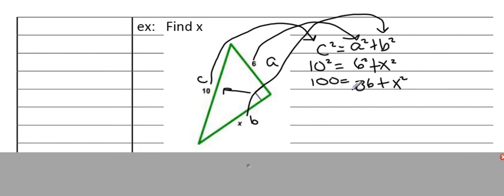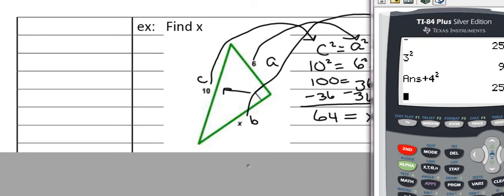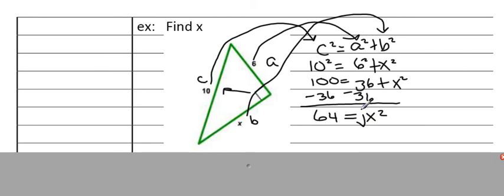You're going to do the opposite operation to move your x's to one side and your whole numbers to the other. So first thing I'm going to have to do is subtract 36 from both sides of my equation. So I get 64 equals x squared. Again, I'm solving for x, not x squared. So I'm going to undo my x squared. So that's the square root of both sides. So I would square root my x squared, square root my 64, and the square root of 64 is 8, and the square root of x squared is x. So my missing side is 8.